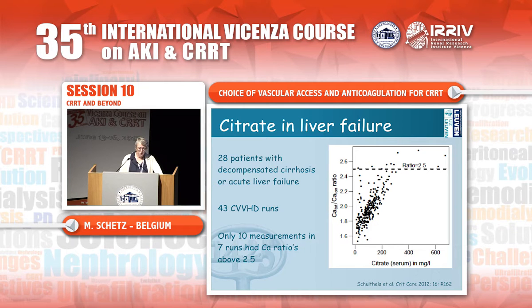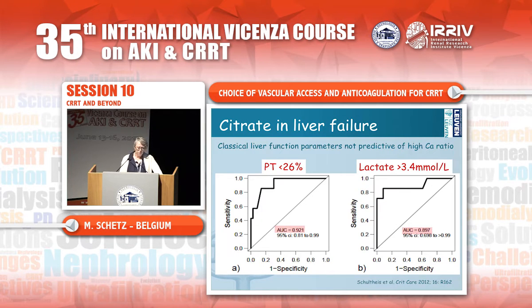So this is a small series of 28 patients with decompensated cirrhosis or acute liver failure. They had 43 continuous dialysis runs, and only 10 measurements in 7 runs had a calcium ratio above 2.5. And they also measured citrate levels. You can see that there is a clear correlation between citrate level and the calcium ratio. So you don't have to measure citrate. The calcium ratio is a good indicator of citrate accumulation.